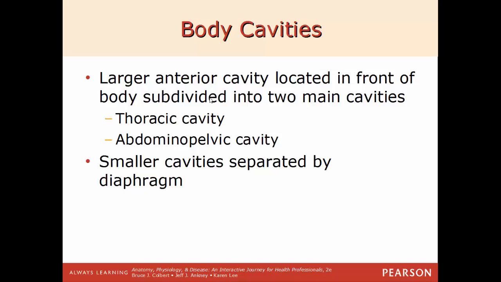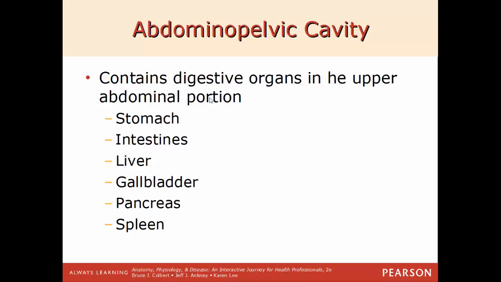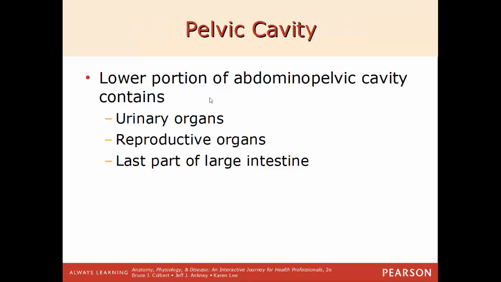So it's not wrong to group them together, but it's more specific to separate them into the abdominal cavity and the pelvic cavity independently. Like we talked about a second ago, the thoracic cavity has the heart and lungs and the major blood vessels, such as the aorta, for example. The abdominopelvic cavity will have all the digestive organs in the upper abdomen. This is where you'll have most of your internal organs in the abdominal part of the abdominopelvic cavity. The stomach, the intestines, the gallbladder, liver, pancreas, spleen, and so on. Then the pelvic cavity is the lower portion, more inferior, of the abdominopelvic cavity. The internal reproductive organs, the very last part of the large intestine, and also the urinary organ.